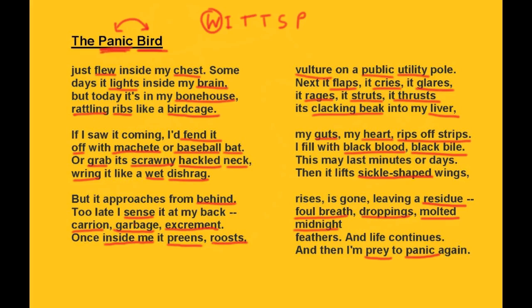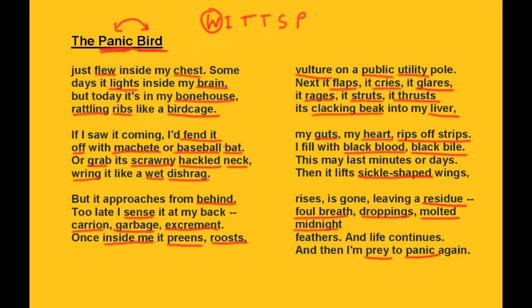So the poet is talking about a certain animal-like thing here, a panic bird. Rattling ribs like a bird cage, so it's doing something inside my body. If I saw it coming, I'd fend it off with a machete or a baseball bat. Okay, fend it off. You fend something off if you're being attacked. I'd fend it off with a machete or a baseball bat. Well, those are very aggressive, vicious weapons. So that suggests that whatever's coming for you is a seriously aggressive thing.